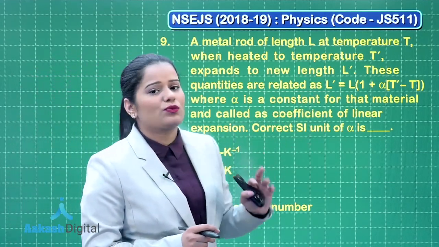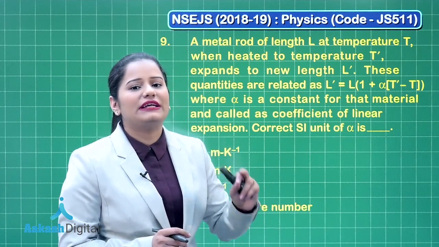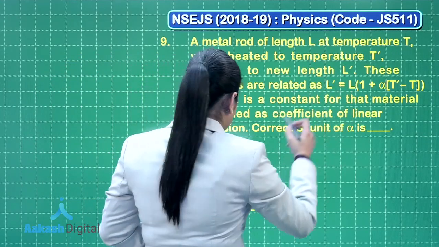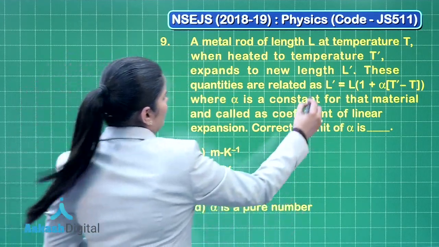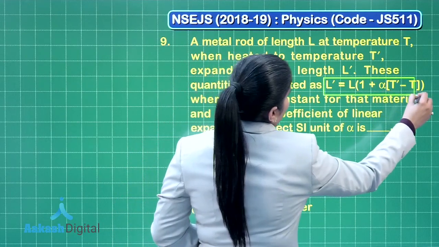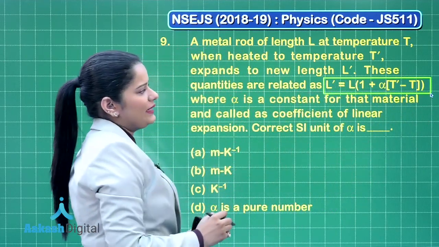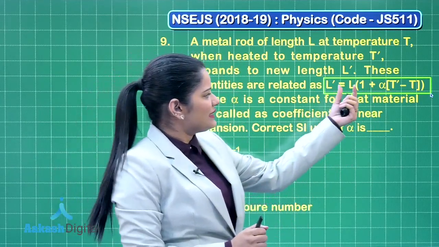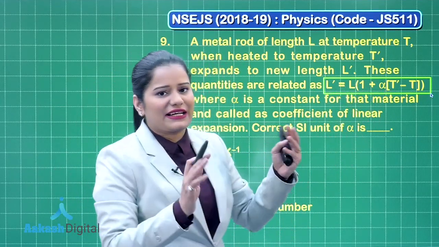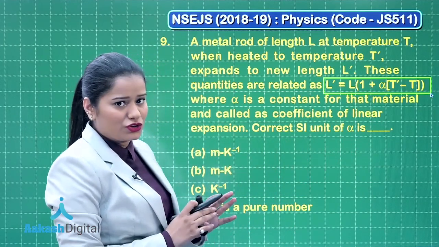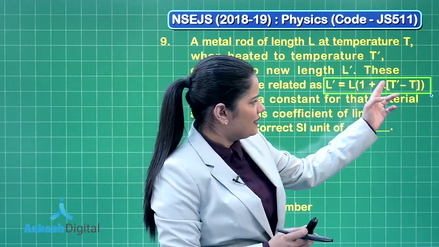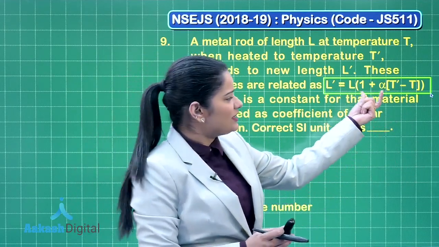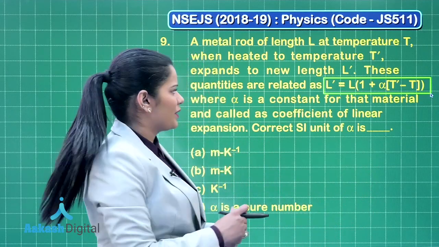See here, alpha is what? It is the coefficient of linear expansion. Now, we are given that these quantities are related to each other with this expression, that is L dash is equal to L in the bracket 1 plus alpha in the bracket T dash minus T. Now, this T dash minus T is basically the change in the temperature. So, the product of alpha and this delta T should be unitless. Okay.